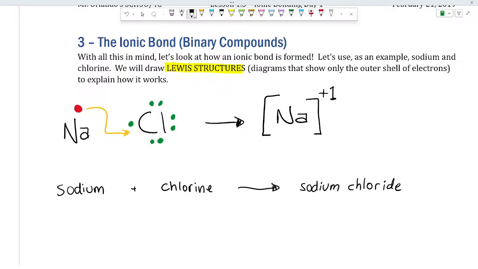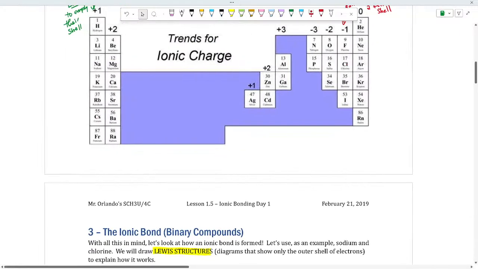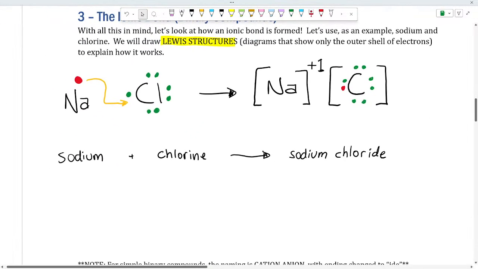Okay. What does chlorine look like now? Chlorine now has how many electrons? Of course, the colors don't mean anything. I'm just doing that to show where they came from. Chlorine has 1 more electron now, and it got that electron from sodium. But if it has 1 more electron than it had when it was neutral, if you get a negative thing, you become negative. So there we go. -1.